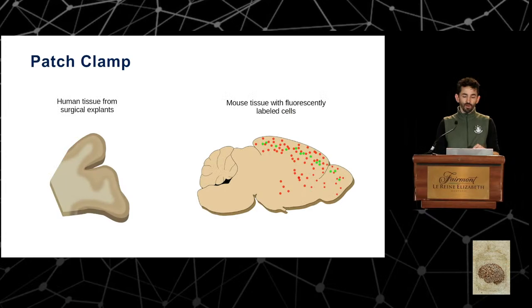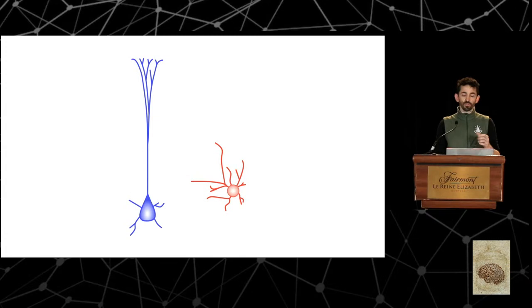Our tool of choice here is patch clamp, and we're going to start with a slice of living brain tissue. This is either from a human surgical explant or from a transgenic mouse that fluorescently labels different kinds of cells. So when we put this tissue under the microscope, we can pick out individual cells. In a mouse experiment, we have fluorescent reporters that mark two different cell subclasses. So for example, let's say the blue cell here is a layer 5 TLX3 pyramidal cell, and the red cell is a parvalbumin interneuron. At this point, we have no idea if these cells are connected by a synapse.